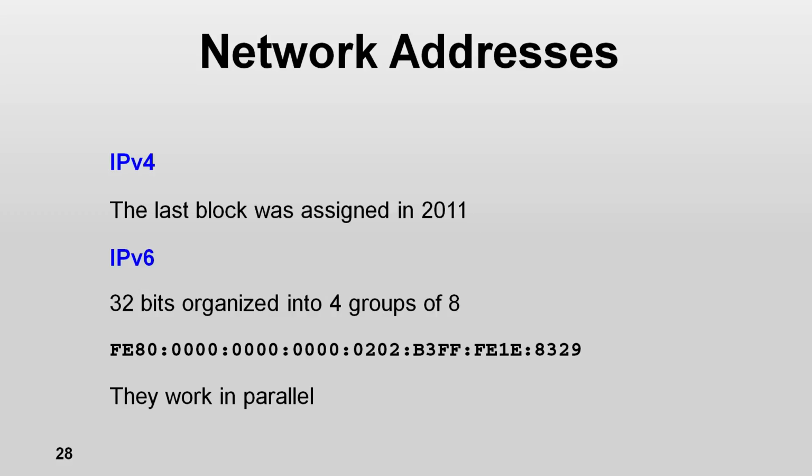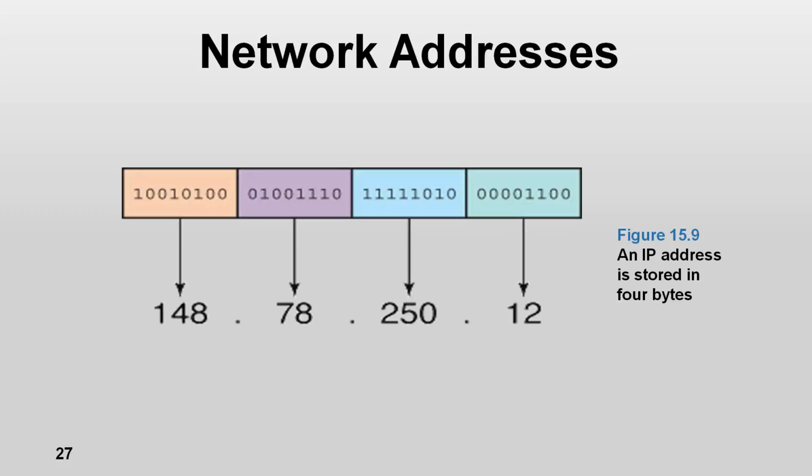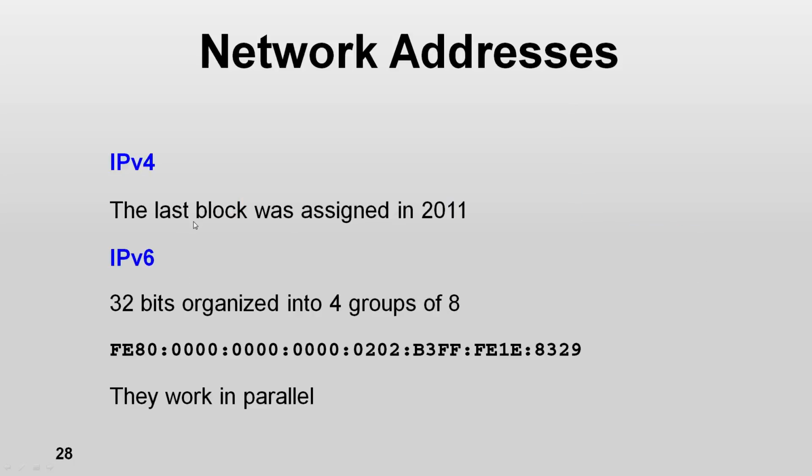So they're moving to an IPv6 format, which is 32 bits instead of 4. No, not 4, sorry, 32 bits. So 8, 8, 8 and 8 is 32 bits, sorry. So IPv4 is 32-bit, organised into 4 groups of 8.